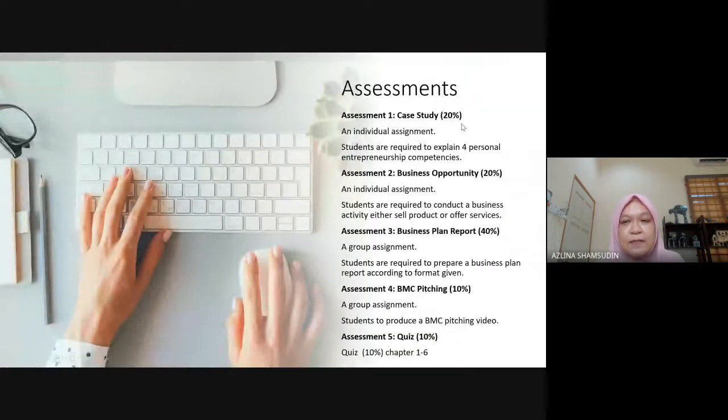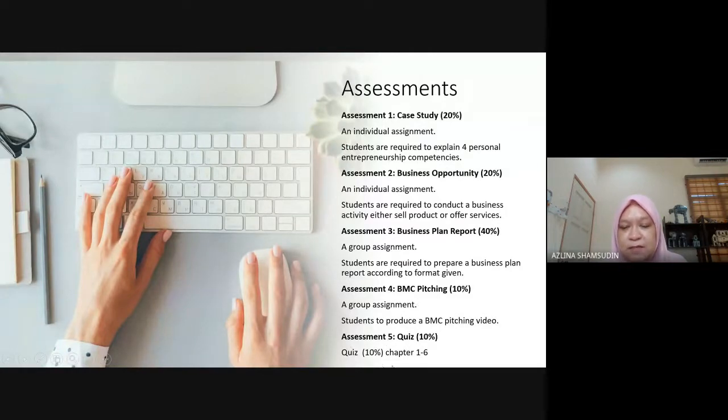A little bit about the assignments. The first one, the case study, 20%, is an individual assignment. The second assignment, business opportunity, is also an individual assignment. Assignment 3, business plan report, is a group assignment. Assignment 4 is also a group assignment, the BMC, where you have to maintain the same group as the business plan group. And the last one is the quiz.